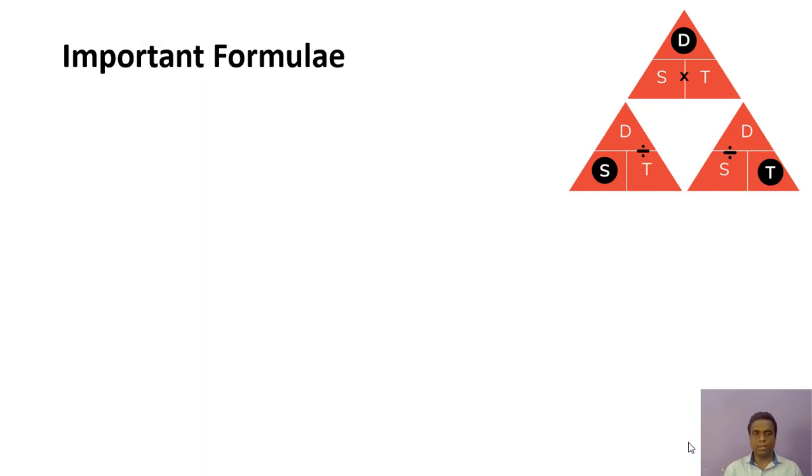Okay students, this entire chapter is only dependent on one formula. Speed is equal to distance upon time. We will denote it with this triangular diagram. This is a triangle of SDT. Here S stands for speed, D stands for distance, and T stands for time.